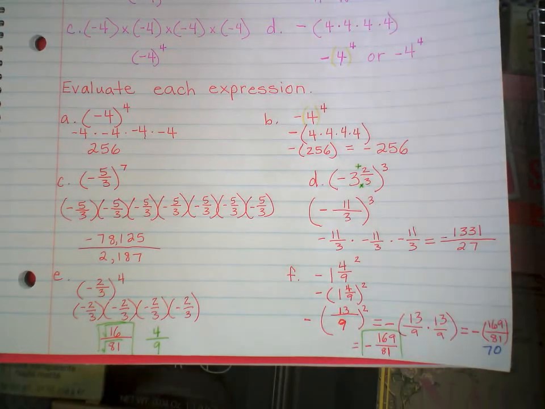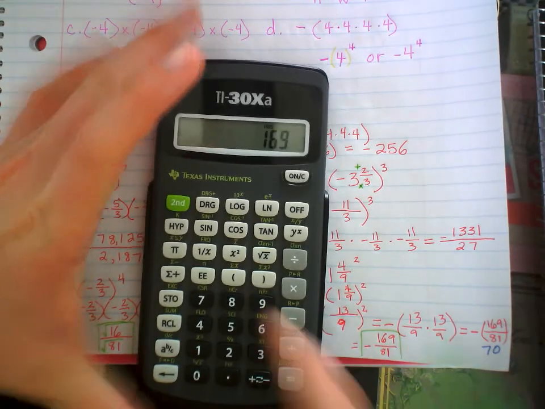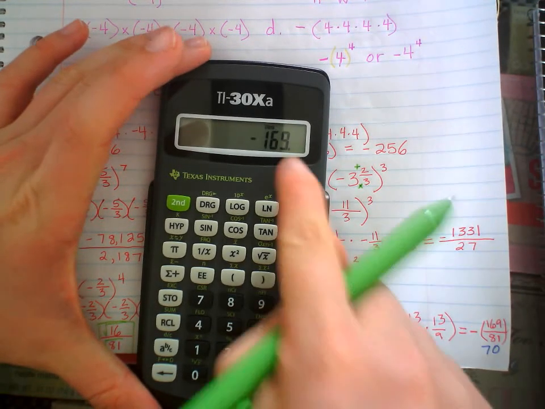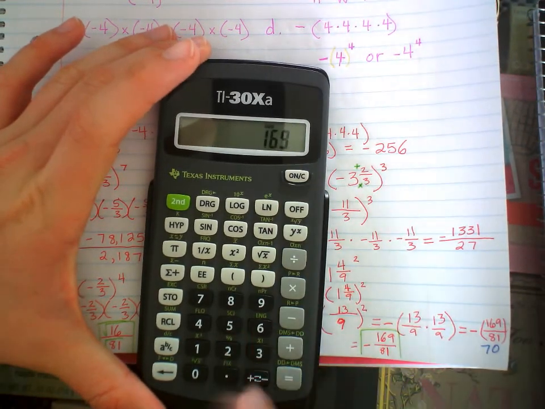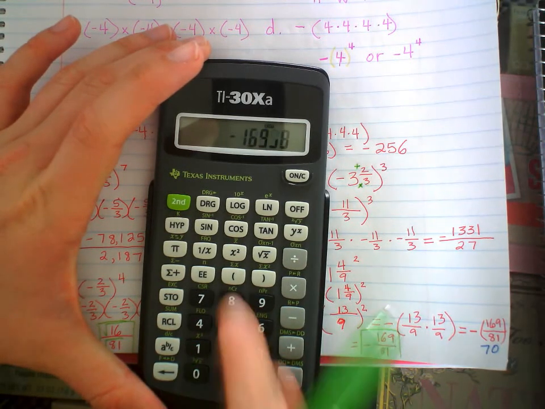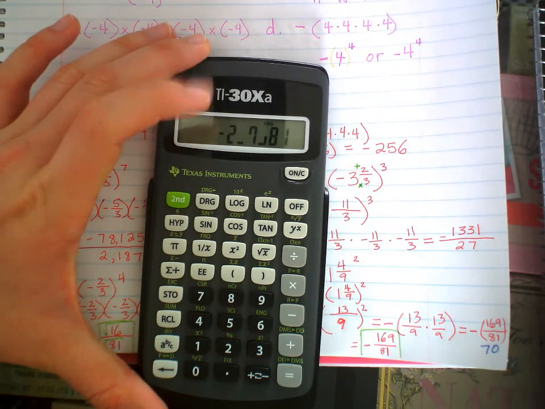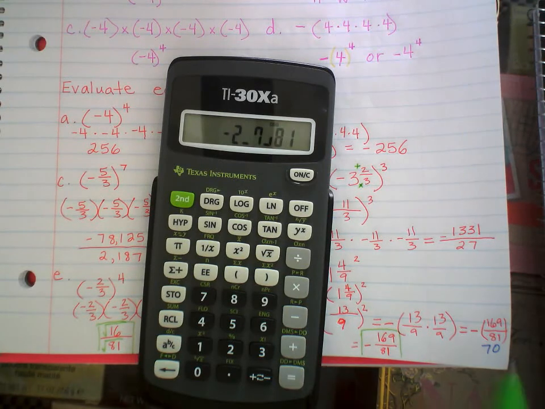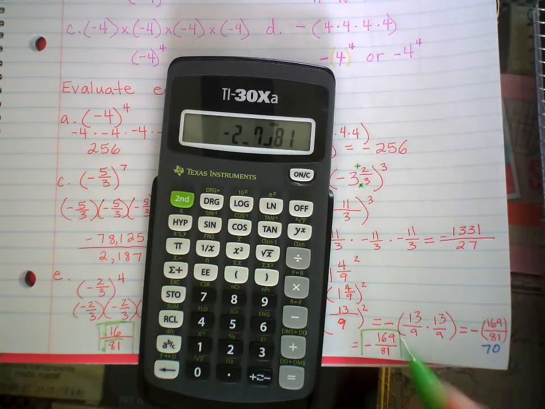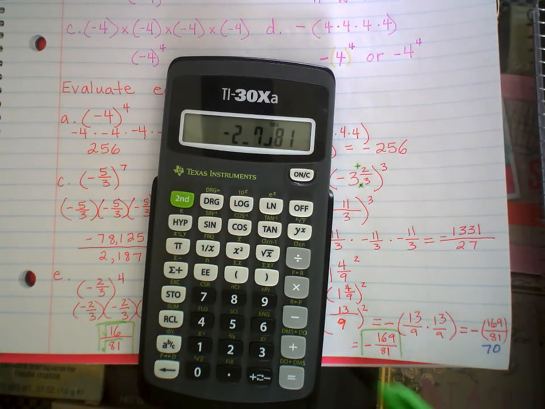Technically, you could type it in your calculator and be like, hey, where's the ABC button? Does this simplify? Yeah, it does. To negative 2 and 7 over 81, just leave it as an improper fraction. We're fine with that. That's cool. You'll see it left like that all the time.